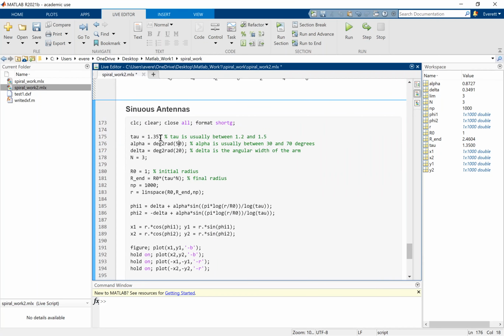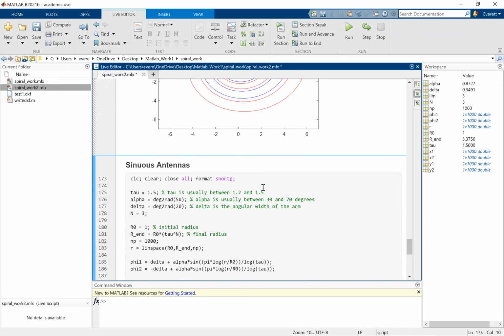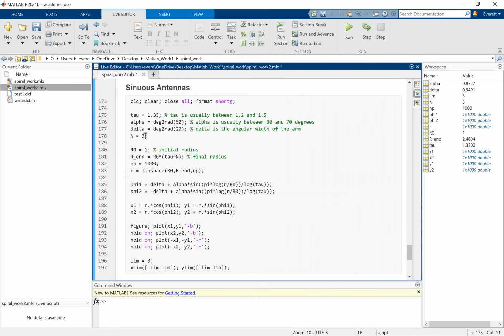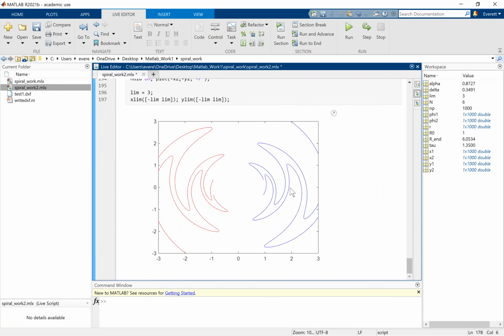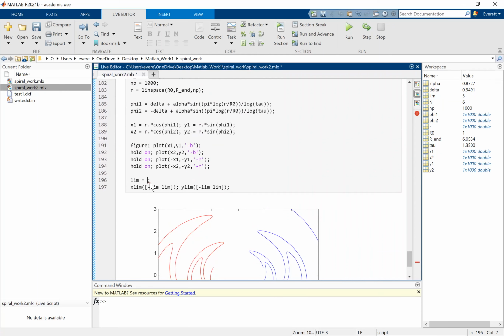And then let's observe what tau does. So tau, let's make that 1.5. All right, so tau is kind of like the spiral factor from my spiral tutorials. It alters how fast these arms grow. So that's what tau is. Let's change it back to 1.35 here. And then n, of course, is like the number of turns, like in my spirals. So if we change n to 6, the arms will extend outwards more. So that's what n is. And let's change our limits here. Let's try 7.